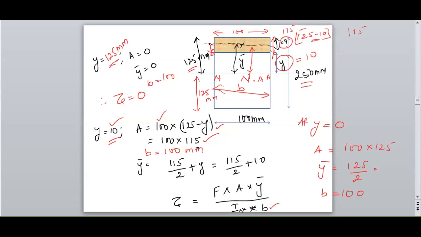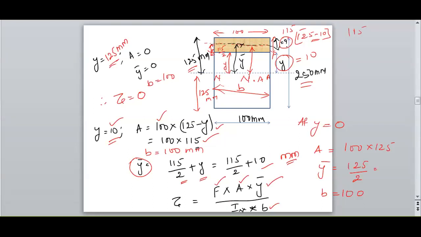This side is 115 divided by 2 plus y, where y is 10. Therefore, I will get the y bar value in mm. Now I have found the shear force, the area, and the y bar, and B is also a known value. Now I need to find out the Ixx.